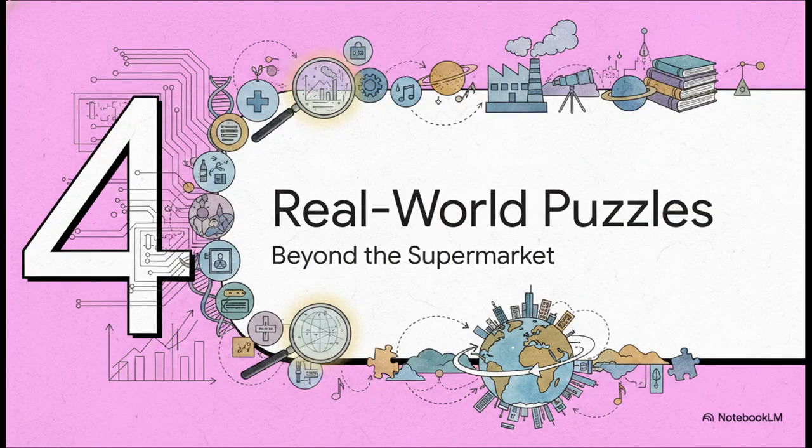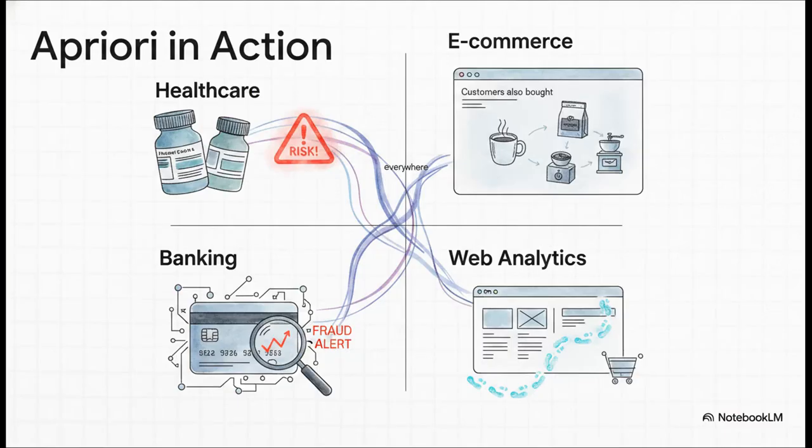Right, so this is so much bigger than just supermarkets. This whole idea of finding hidden patterns is being used to solve some really important puzzles out in the real world, far, far beyond the grocery aisle. I mean, think about it. In healthcare, this could find dangerous drug combinations that cause serious side effects.